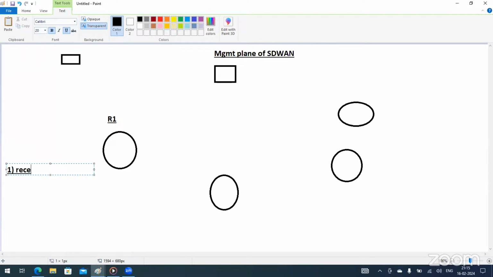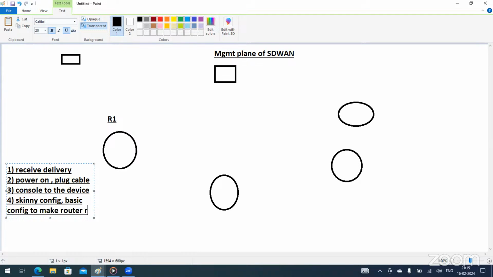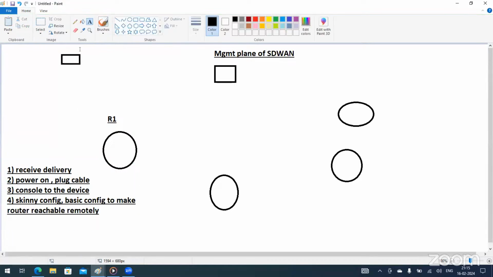Number one, we receive delivery of the hardware, right? Then we power on the device, plug the cable. Then what's the third step? Console to the device, right? Then doing the skinny configuration, basic config to make the router reachable remotely, right? These are the things that we do. Now, how about this thing? Console to the device.